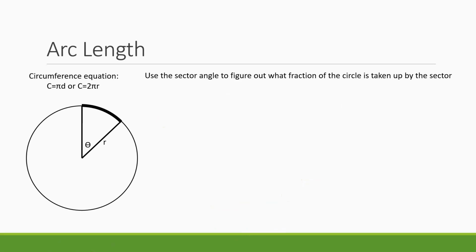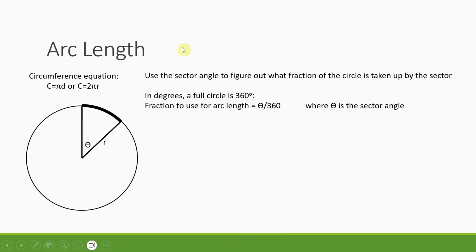with degrees versus radians. So again, in degrees, a full circle is 360 degrees. So the fraction that I'll have to use for arc length is still going to be my sector angle over 360 if I have degrees. So if I plug it in and put that in front of pi d, I get arc length is theta over 360 times pi d, or if I use 2 pi r, the more common one, it's theta over 360 times 2 pi r. If you look up the formula for arc length in degrees, this is what you're going to get.